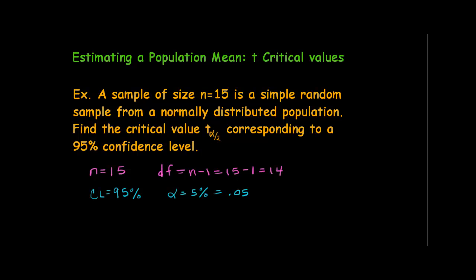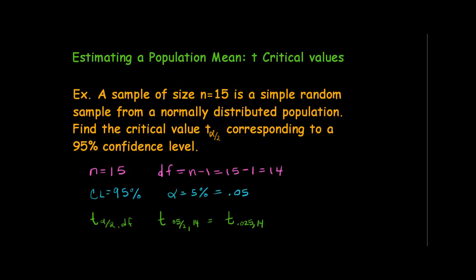So that means then that when we're looking for t alpha over 2 with our degrees of freedom, what we're looking for is t 0.05 over 2, 14, or let's write that more simply, we want t of 0.025, which is 0.05 divided by 2, with the degrees of freedom of 14.